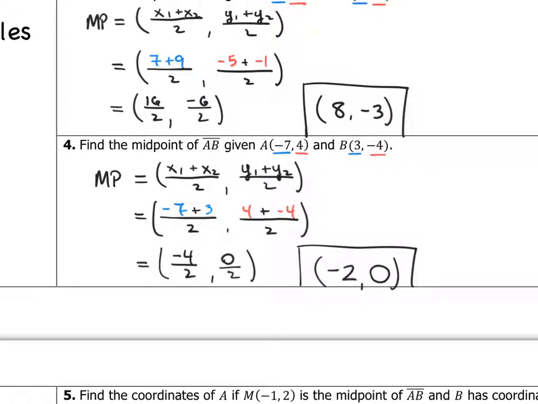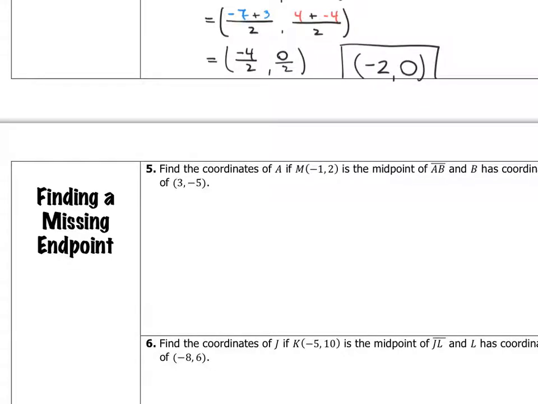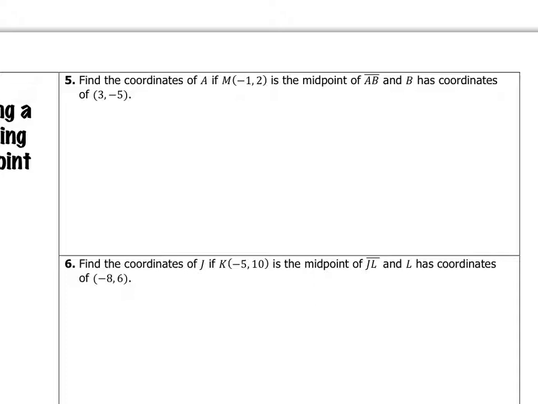All right, going to the back side. This time we're going to apply the midpoint formula to find a missing endpoint. So we're going to use the formula, but we're going to set problems up a little bit differently. On number 5, this time they give me the midpoint. The midpoint I see is at -1, 2.